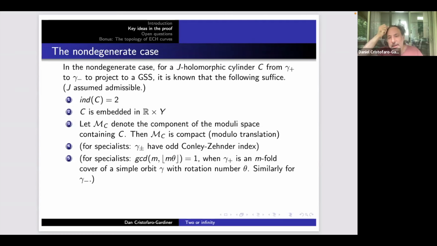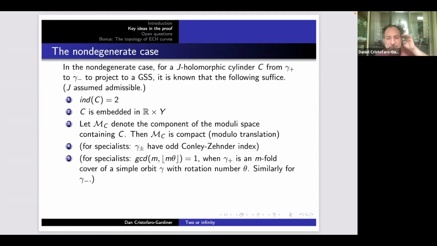This cylinder goes from gamma plus to gamma minus. These are Reeb orbits. Gamma plus is going to be a cover of some simple Reeb orbit, just because it's an orbit. So I'm saying you could look at some underlying orbit and then go around it m times, so that it's an m-fold cover of that.